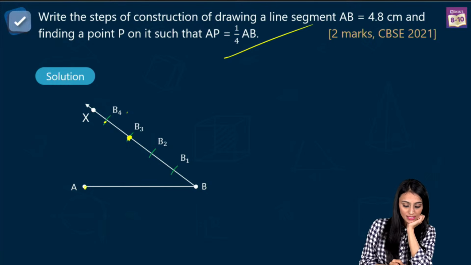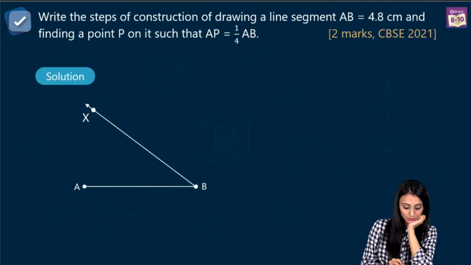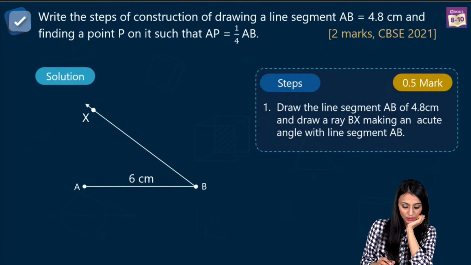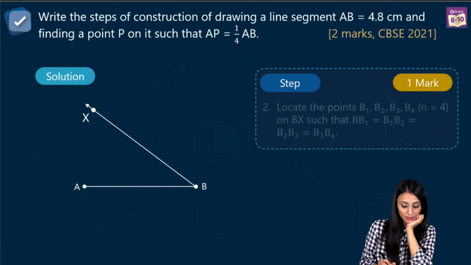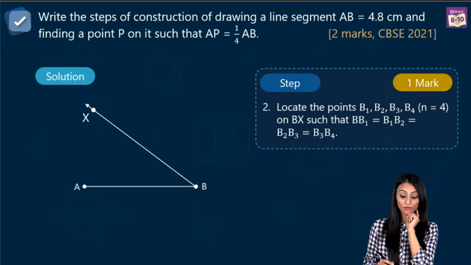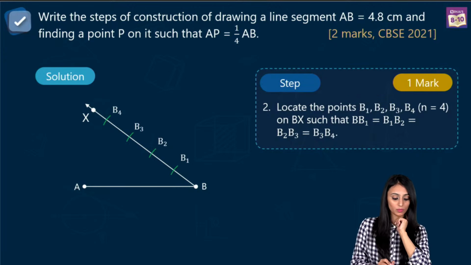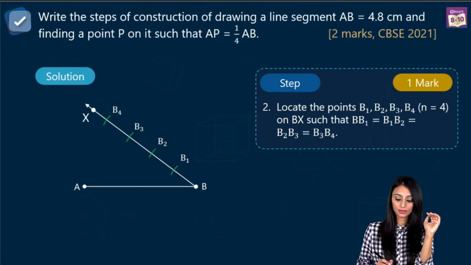See what I'm showing, the steps one more time. First, simple: draw a line segment, 4.8 centimeter. Draw an acute angle. Ratio is 1:4, so I'm drawing 4 arcs over here. All of them have to be equal. B1, B2, B3, B4. Right?